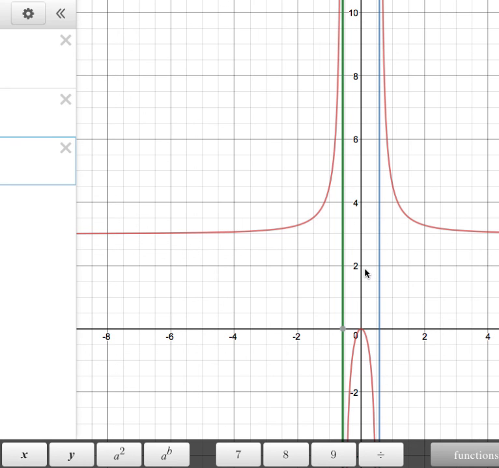Now, please be aware that not all graphs have horizontal and vertical asymptotes, so you want to be sure to check that they exist before trying to find the equation of them.